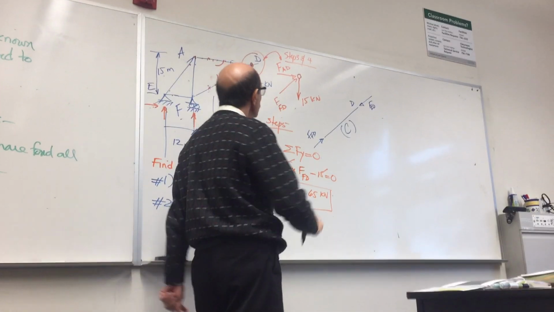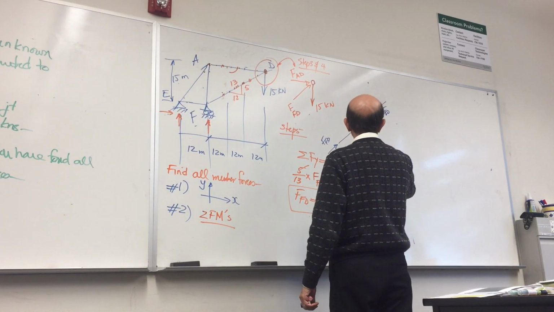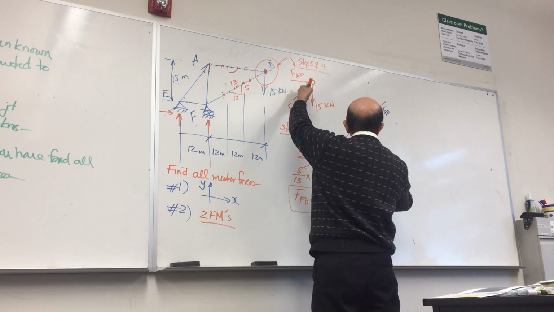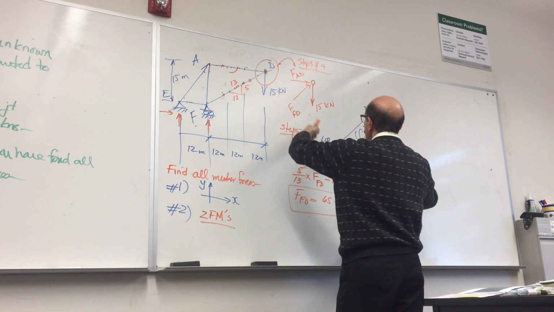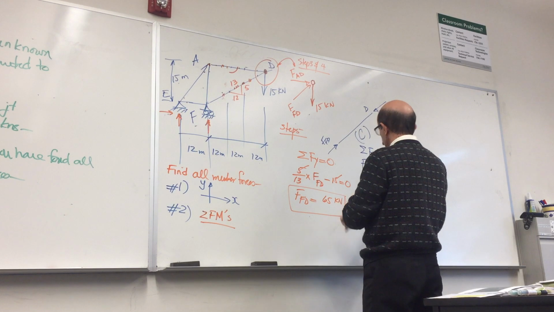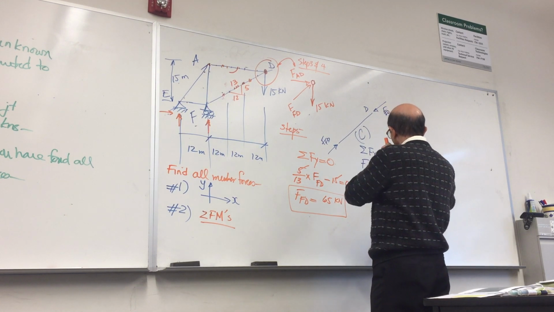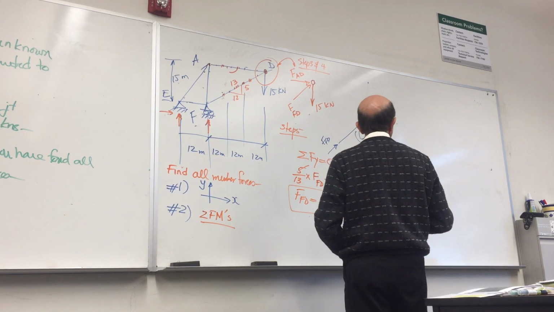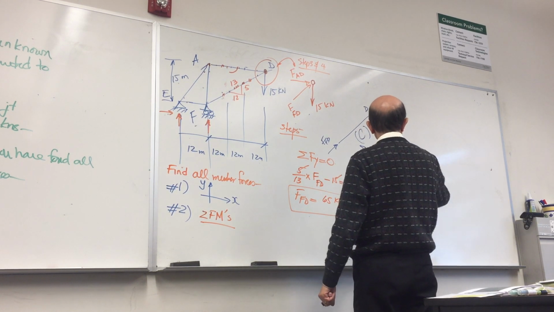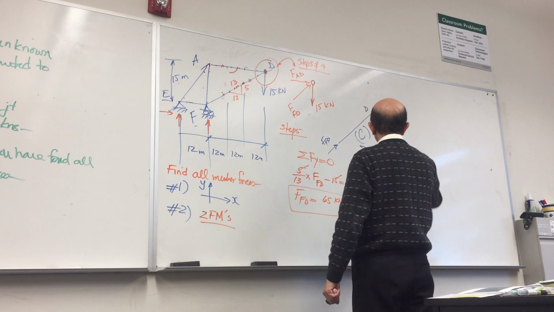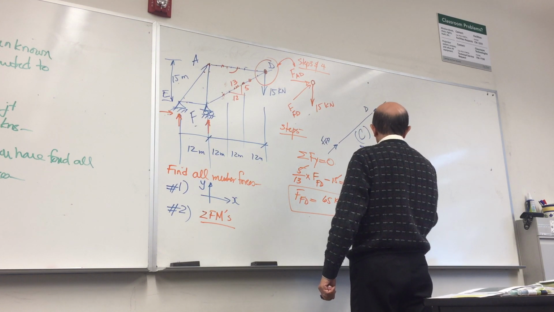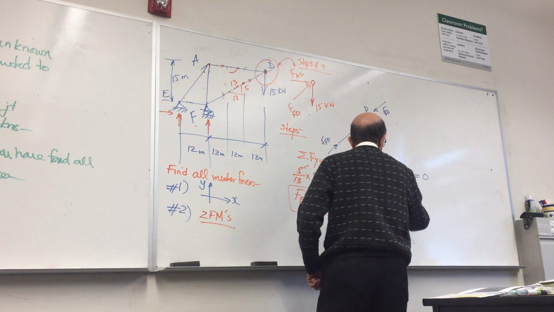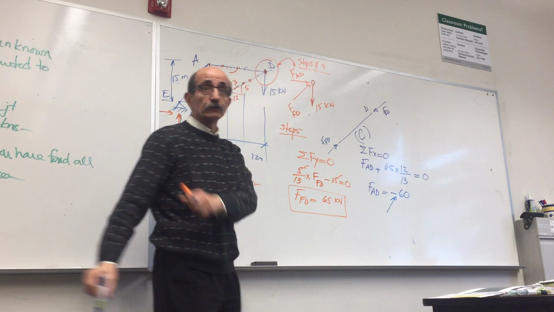Let's do the other one. Now let's write summation of forces along X is equal to 0. So you have FAD plus FFD times 12 over 13, which is 65 times 12 over 13, is equal to 0. So that would be 60. It would be negative 60. That means what? The assumed direction is wrong.